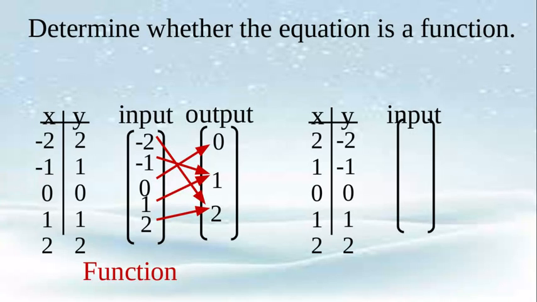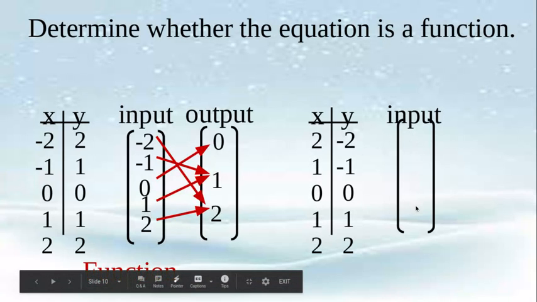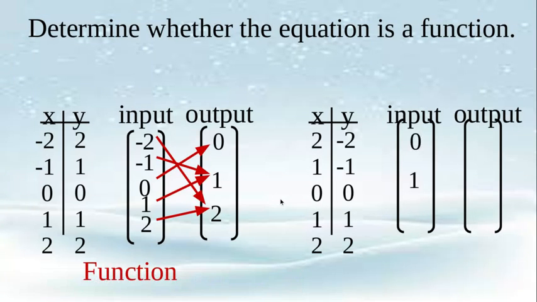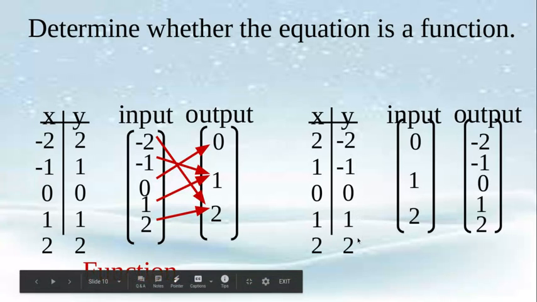So what is our input? What is our domain? We have 2, 1, 0, 1, 2. So put them in order least to greatest. And if you have any duplicates, only write it one time. So that would be 0, 1, 2. All right, same thing for your y, your output, your range. So what is our range? What's the smallest number? -2, -1, 0, 1, 2.